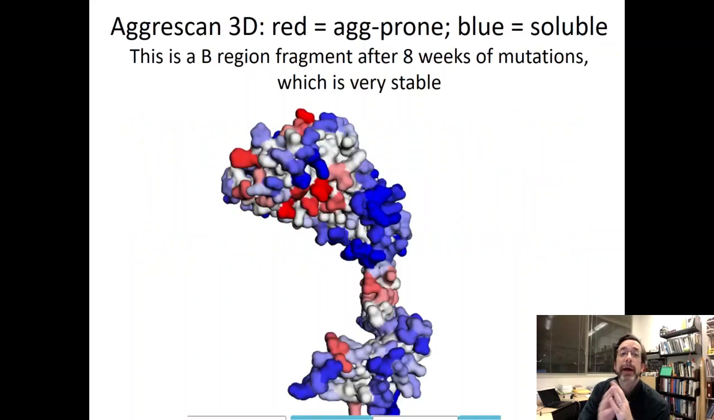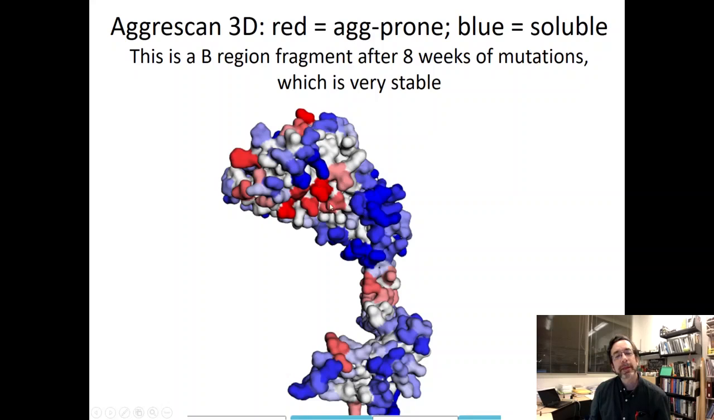This is what the output of AgriScan 3D looks like for the B region fragment that I've been working with. You look at this, and you see after 8 weeks of mutations, this is the B region fragment that we were looking at. And remember that the B region fragment works well for us. It's very stable. Even though it's really elongated, it doesn't look like it'll be super stable, but I think that this core is big enough that it behaves well in solution.